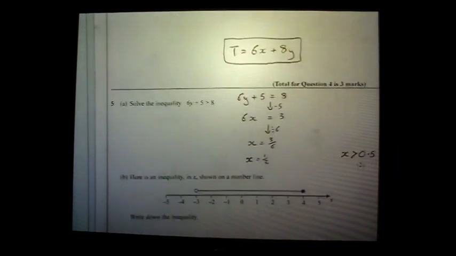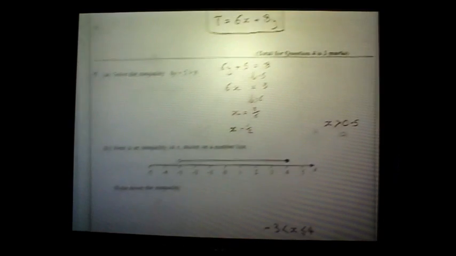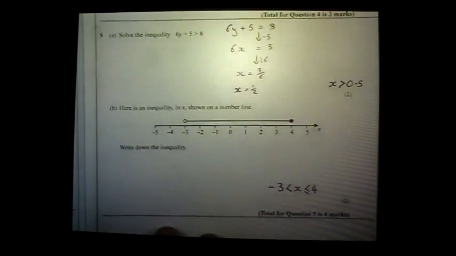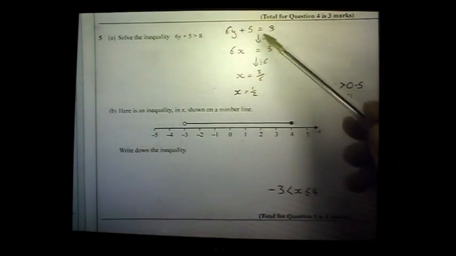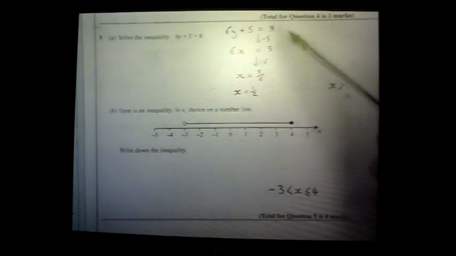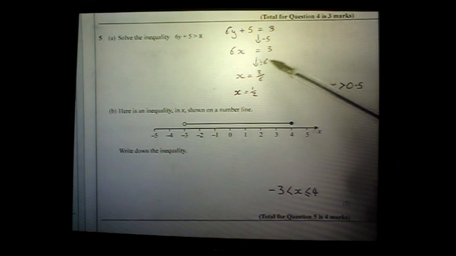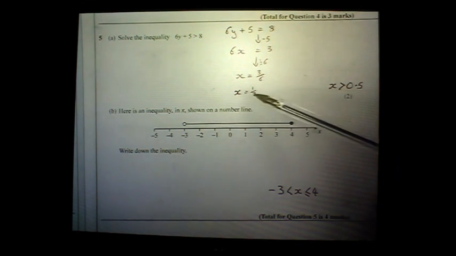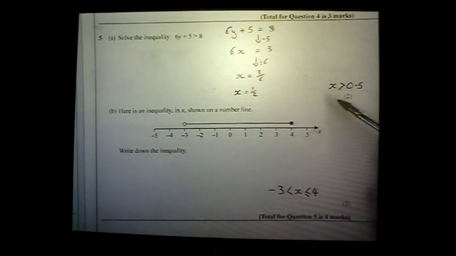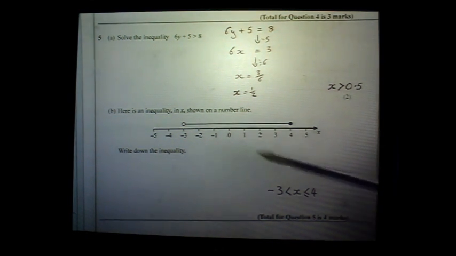Next one, solve the inequality. This is very similar to solving an equation. First of all, I've taken out the inequality sign and replaced it with an equal sign. Then I've solved it in the usual way. You take 5 off both sides, and you're going to get x on its own effectively, so you divide both sides by 6. So x is 3 over 6, so x is a half. But when you do it, put the inequality sign back in. You could leave it as x as 0.5 or 1 over 2. That's absolutely fine.